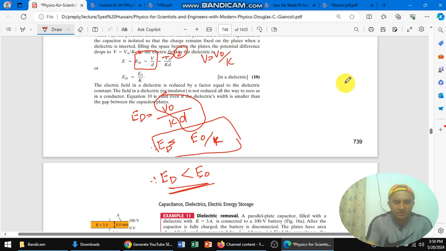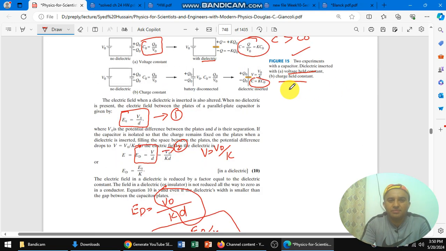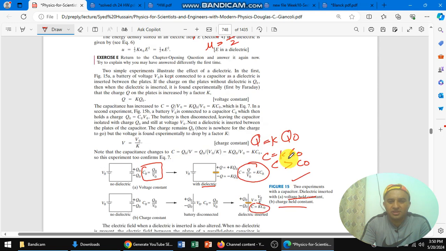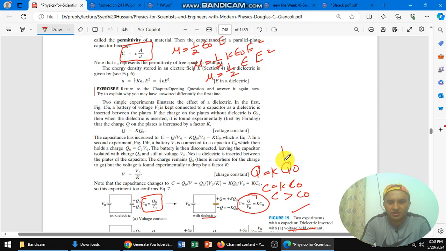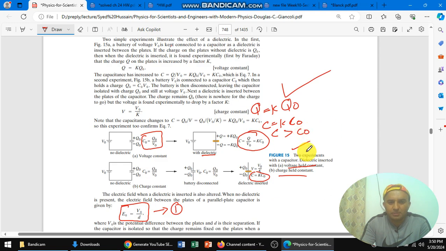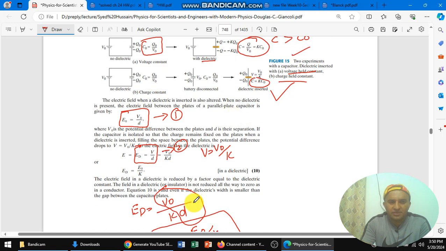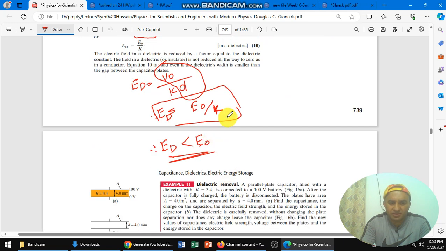If I summarize, when we place a dielectric medium, the capacitance increases by a factor of K, the charge increases by a factor of K, and the intensity reduces by a factor of K.